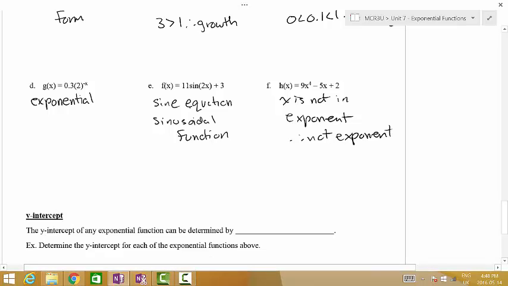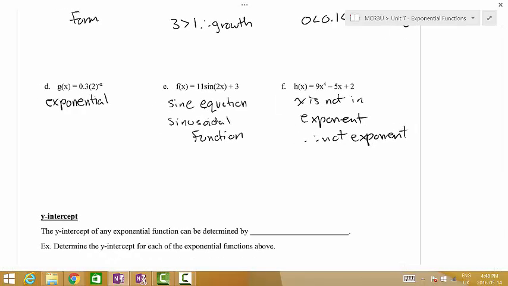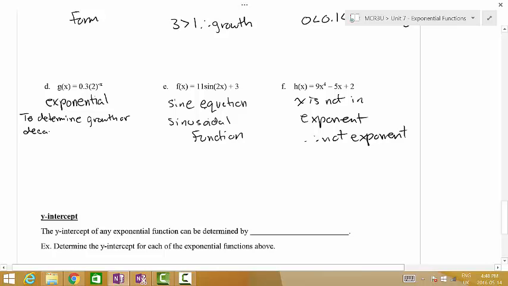Now, the only problem with D is, in order to determine if something is exponential growth or decay, what we need to do is make the exponent positive. So I'll write that down. Again, to determine growth or decay, the exponent must be positive.